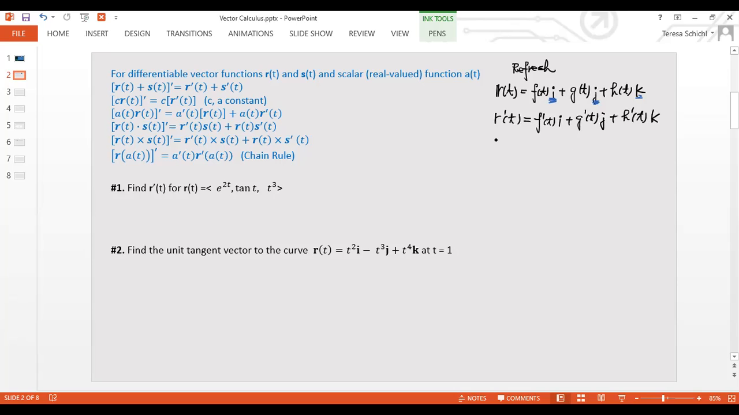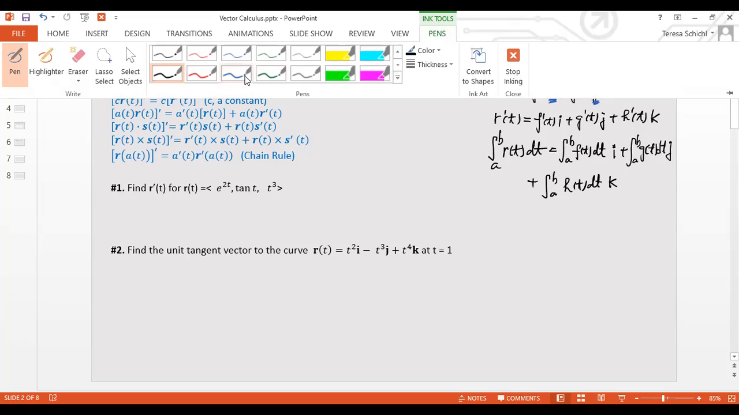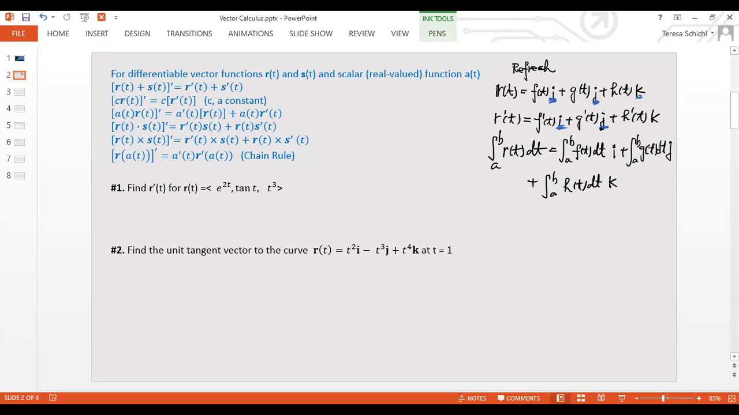Now, if you want to integrate r(t) dt, it's the same thing. You integrate f(t) dt from a to b for your i component, plus the integral from a to b of g(t) dt for your j component, plus the integral from a to b of h(t) dt for your k component. It's very similar to what we did with real functions. Now you just have a vector function, so you do each component: you take the derivative of each component and integrate each component function.